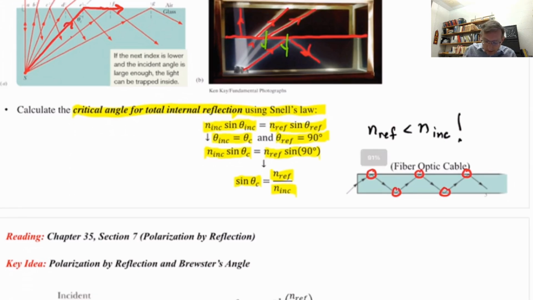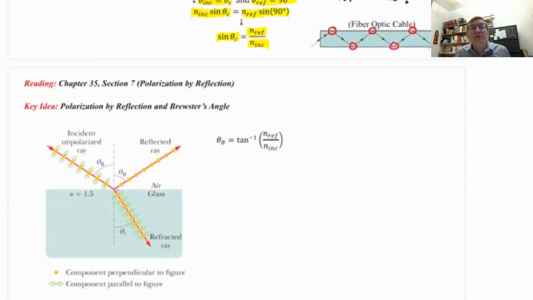Okay, one more interesting optical effect in this video lecture. Section 7, a way to polarize an electromagnetic wave, light, by means of reflection.